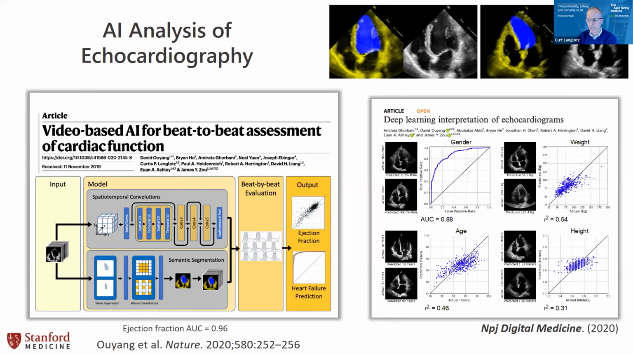So it also showed you could predict other human characteristics like gender, age, height, and weight that we didn't really realize was possible to do from these kinds of images. At least humans had not done that in the past. And we'll return to that a little later in the talk.